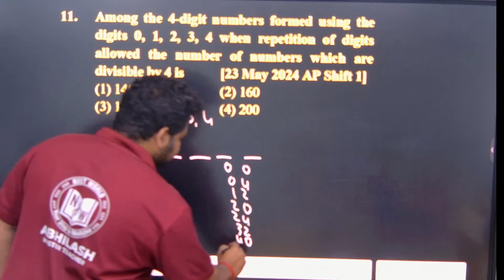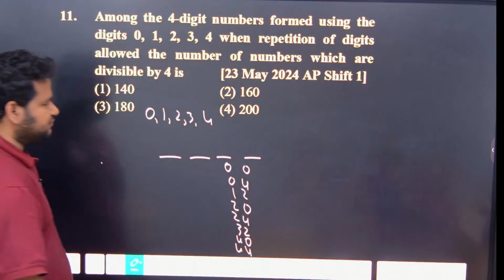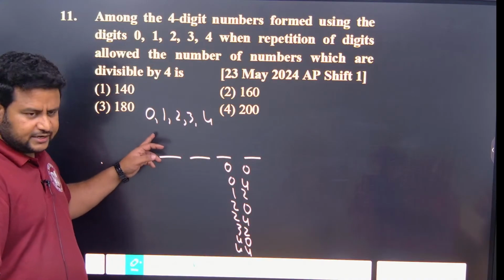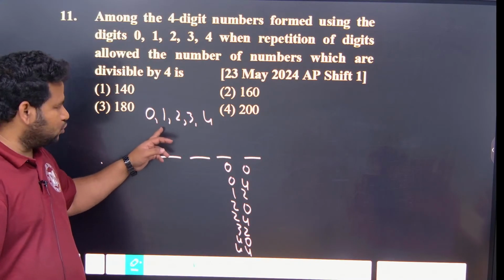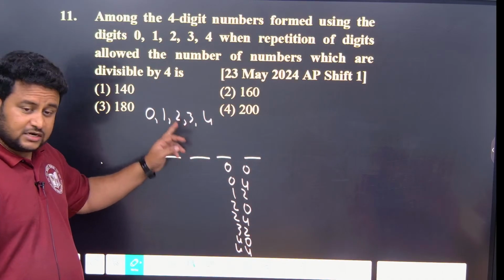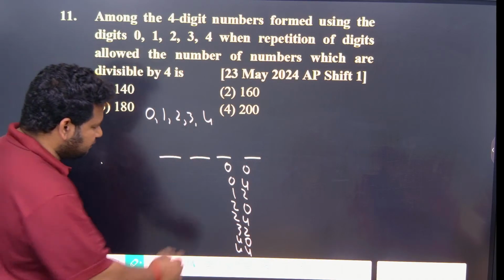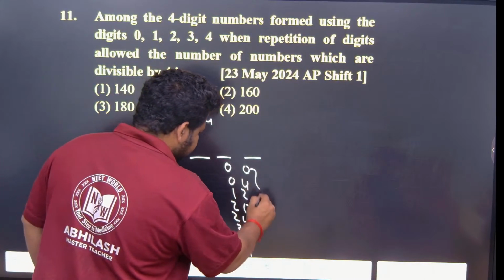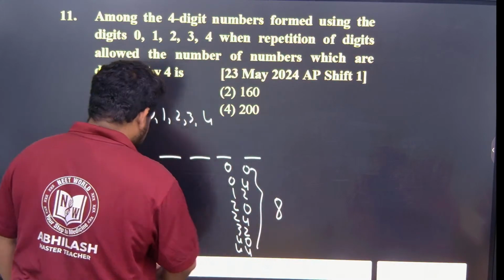4, 4, repetition is allowed. Repetition: 0, 0 already written. 1, 1 not possible. 2, 2 not divisible by 4. 3, 3 not divisible by 4. 4, 4 divisible by 4. So how many are there? 1, 2, 3, 4, 5, 6, 7, 8. These are all 8 ways.